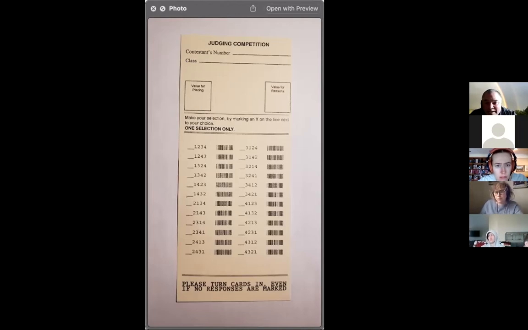Everybody gives a contestant's number. We don't use our names on the cards. That way you can't play favorites for anybody. And then the class. This class was called Cowboy Boots. So that's what you write there. A lot of times the cards will already have your numbers on them, and will already have the class on them as well.